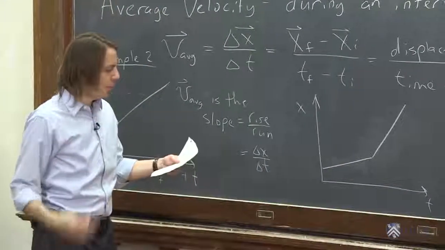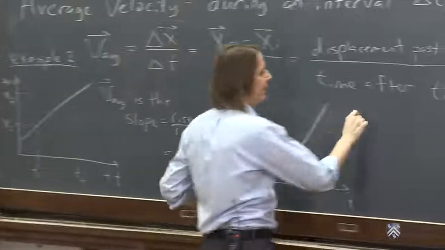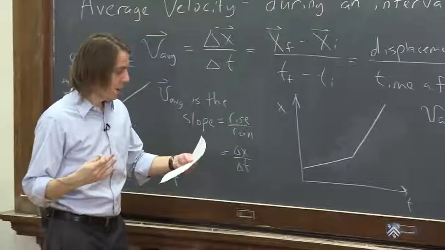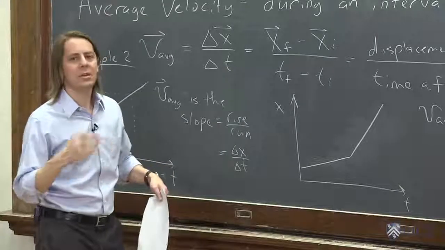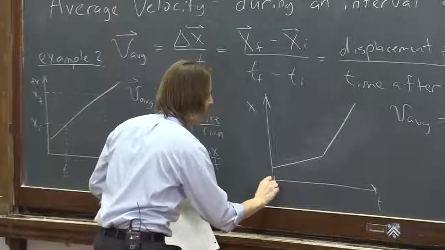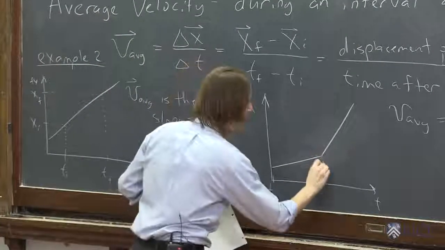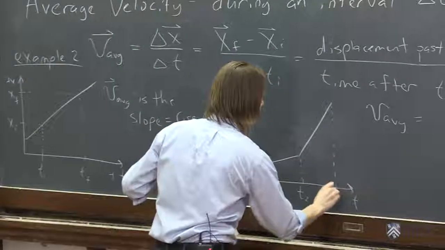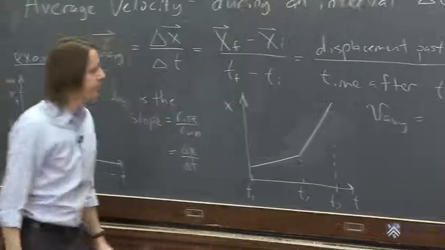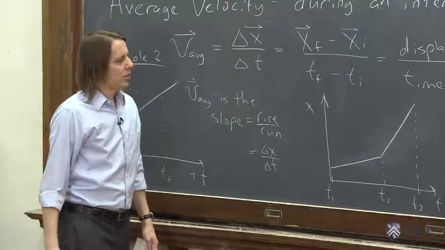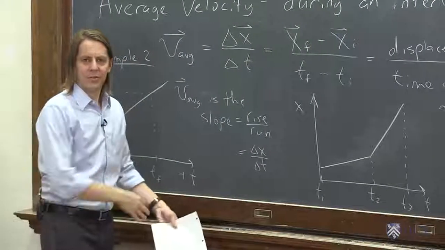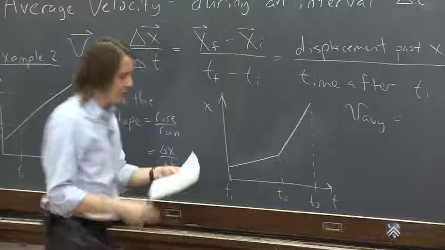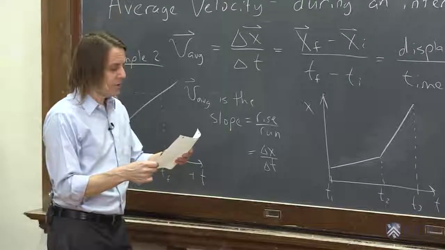Okay, so what we want to do now is say, what is V average for this motion? And actually, let's define three times. There's really three important times here. There's T1, there's T2, and there is T3. So there is no one average velocity for this motion. Average velocity always just depends on two points in time. And you can see now that things are changing.